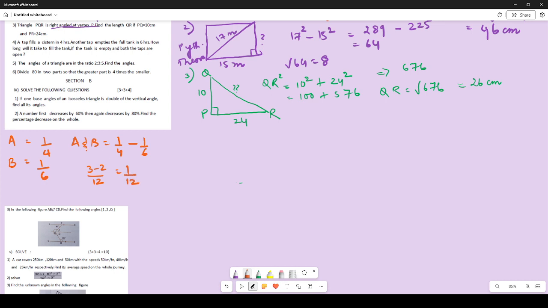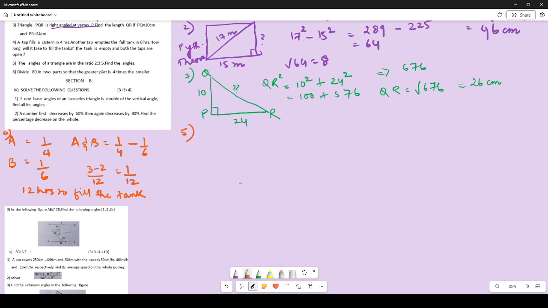So the combined work rate is 1 by 12, and you know the work done is the reverse of the work rate. So it will take them 12 hours to fill the tank if both of them are open at the same time, right? This was question 4. Now let us take up question number 5.